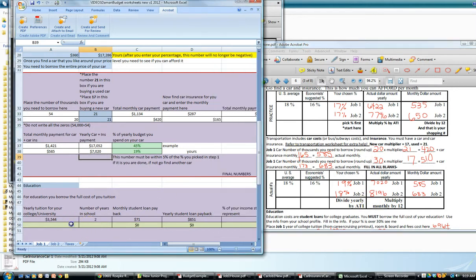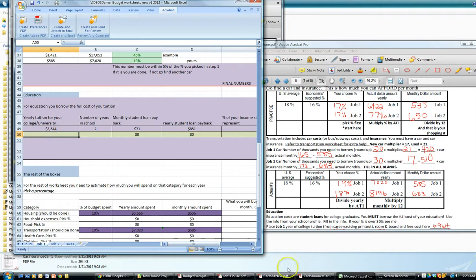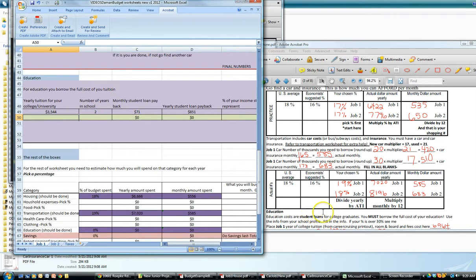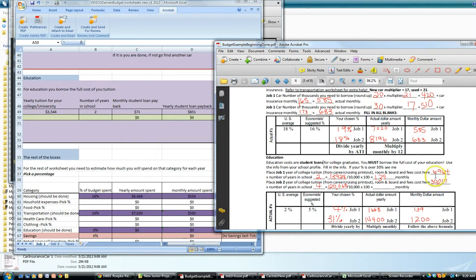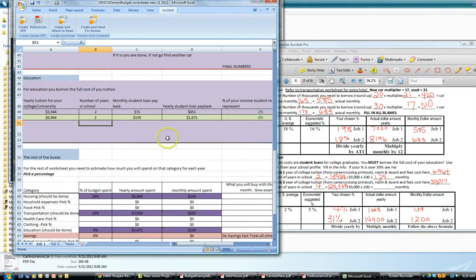All right, so the last thing I need to do, and again, for the car, you would repeat it for job 2. But we just want to get through, so then, all right, education. So remember, you figured out the cost of your education. For mine, a year would cost $6,964. This is my 2-year degree, so I would times it by 2, and I click enter. So I have my monthly is $139, and yearly is $1,671, and that's 4% of my income.